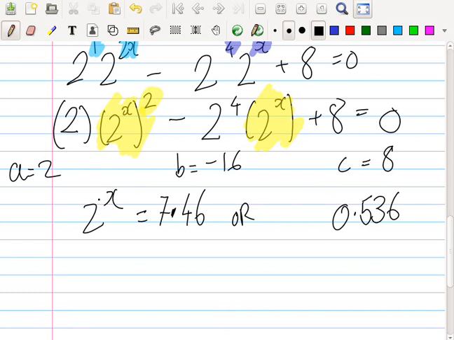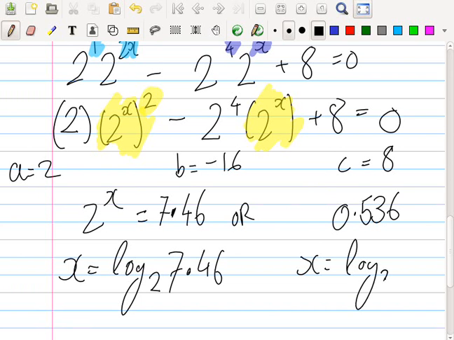Okay. How can I continue if I wanted to continue in this situation? Log, yeah. So what would I do? Yeah, if you have a fancy calculator, you can just finish off by going x equals log base 2 of 7.46, and x equals log base 2 of 0.536. Now these won't be nice numbers. I can see plus 16. It's minus here.